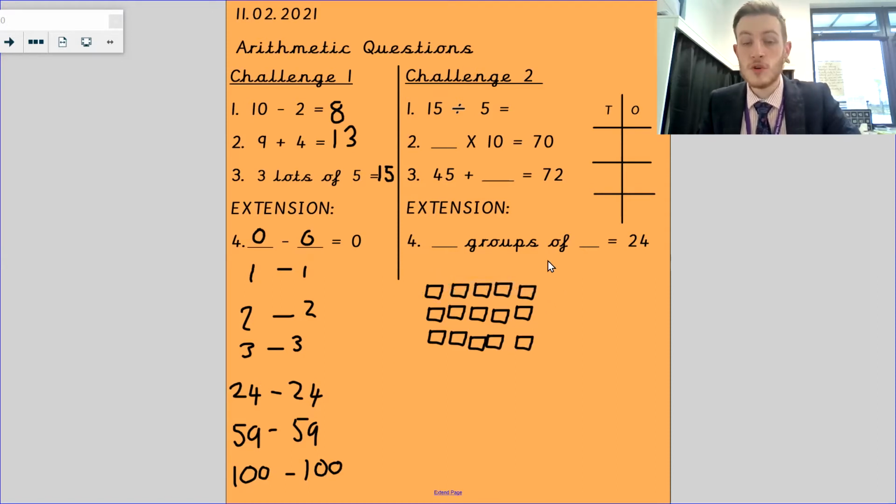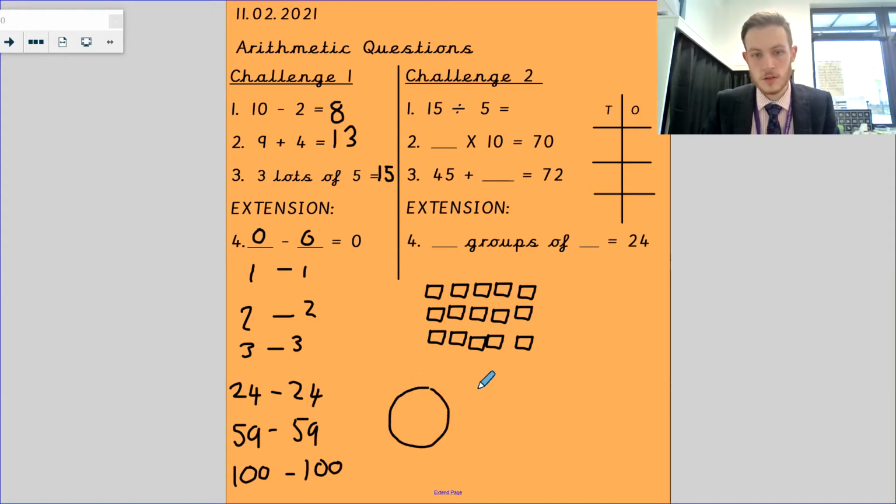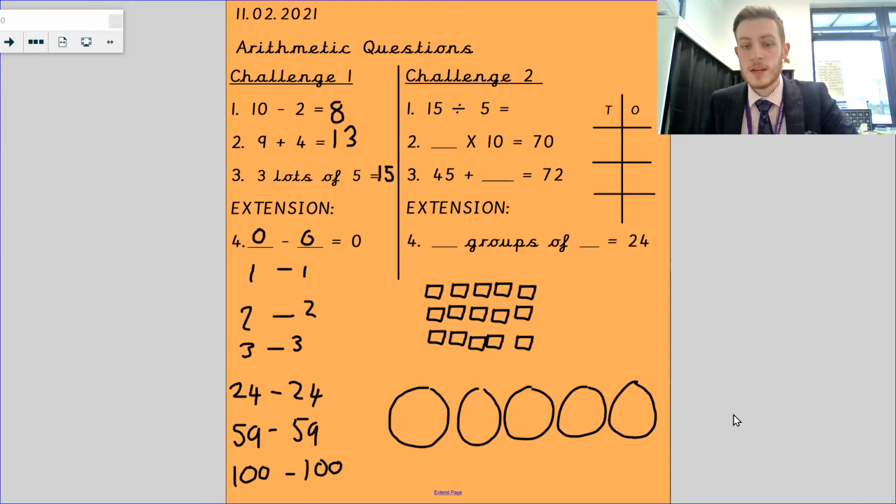Then, how many groups have I got? It says I've got 15 divided into 5 groups. So I now need to make 5 groups. 1, 2, 3, 4, 5. They're my 5 groups. Now what I need to do is put 1 into each group, sharing equally to make sure that I don't give too many to each group. So let's start off.